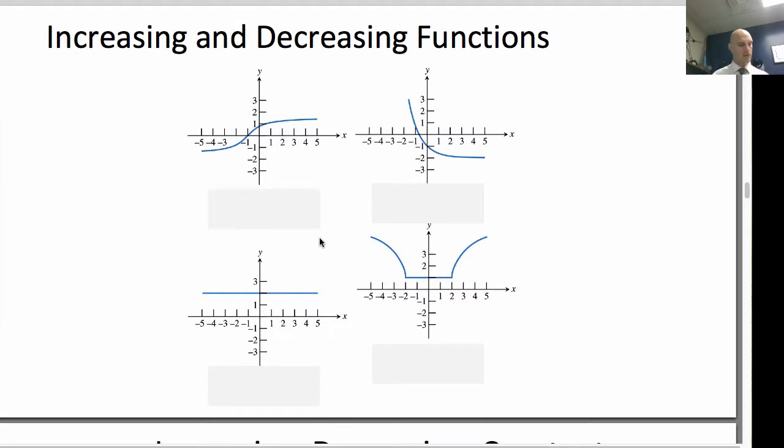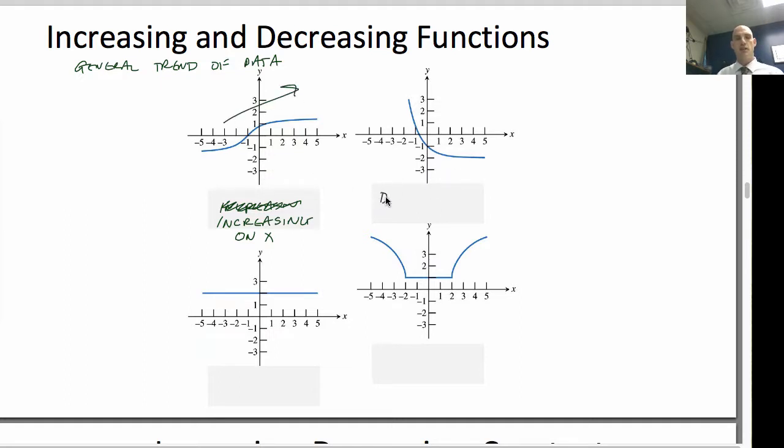Increasing and decreasing. Okay, increasing and decreasing functions talk about the general trend of the data. Is it going up? Is it going down? Is it doing neither? Okay, so this one is increasing. We say increasing on x. So for the whole domain, it's increasing. It's going up to the right. Okay, up and to the right. This one is decreasing on x. It's going down and to the right.